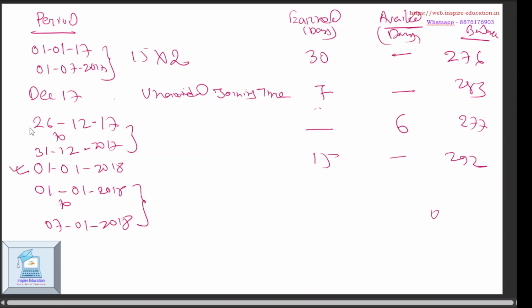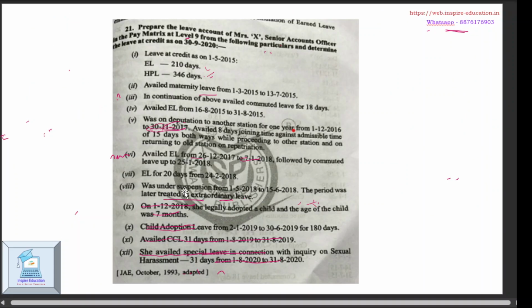He was having leave from 26 to 7, and we have to split this, because we have to give credit on 1/1/2018. So 1 to 7 is 7 days. So it will be 285 days. Then let us see what is the next case that will affect EL. Okay, we have done this.